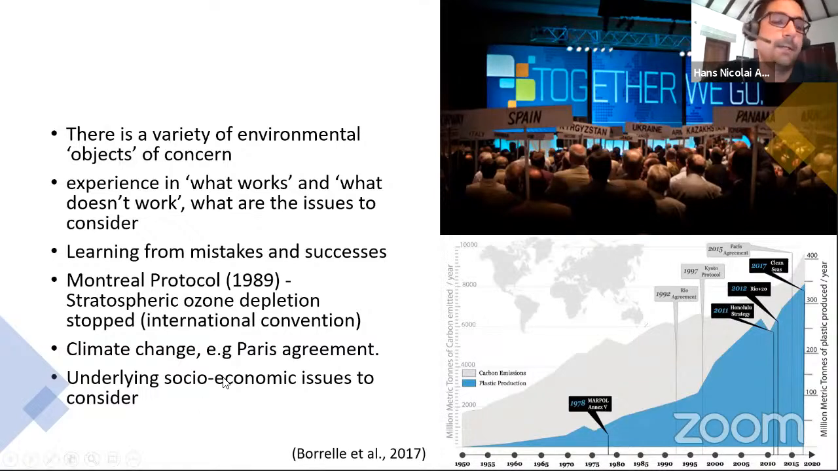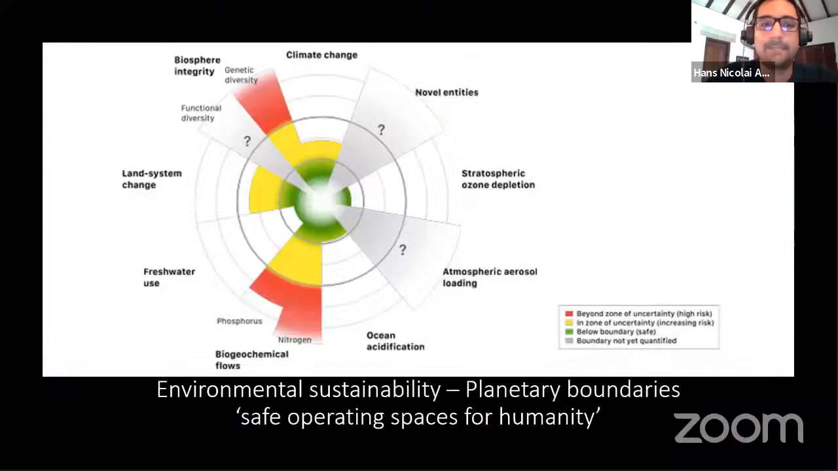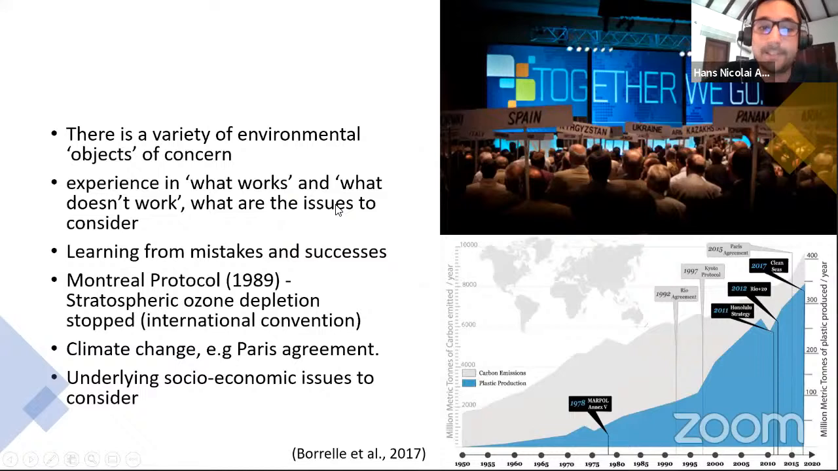successes. And just one example that I want to point out is the Montreal Protocol, which was ratified in 1989, which was intended to stop stratospheric ozone depletion. And when we look back at this figure here, stratospheric ozone depletion is in a green zone. And this is largely due to the ratification of an international convention, which is even today seen as the most successful environmental treaty ever conceived.